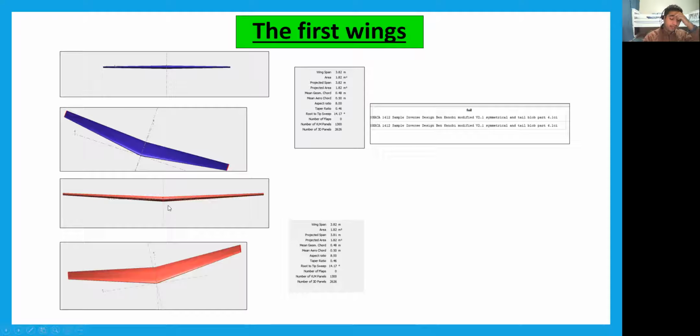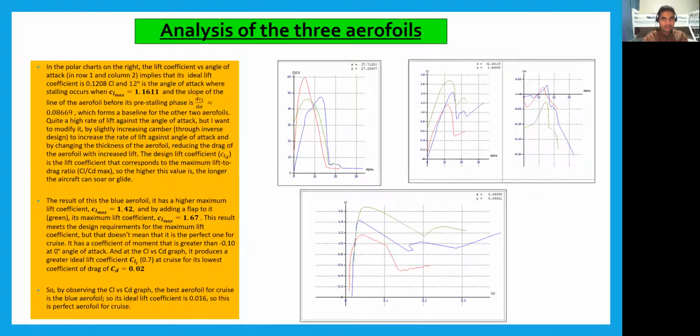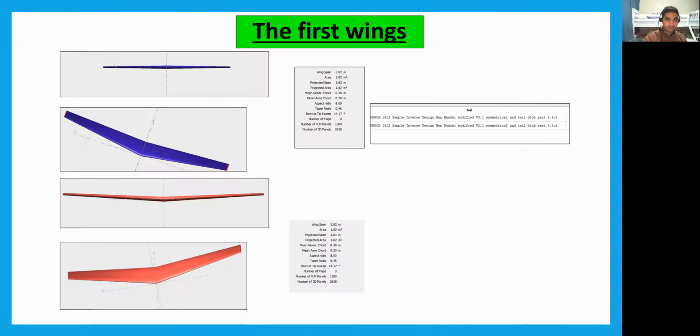Here are my initial wing design parameters for the wing design. These are my first two wings. This is the one with no dihedral, and this is the one with dihedral. It's based on these parameters here, which I imported into XFLR5. These are my analyses from XFLR5.